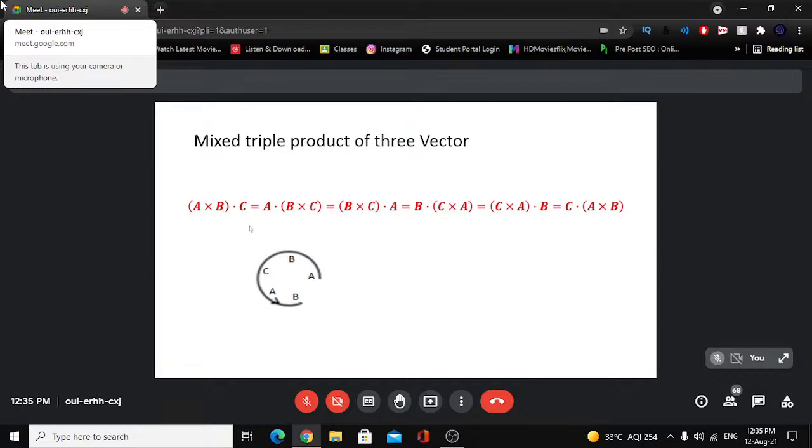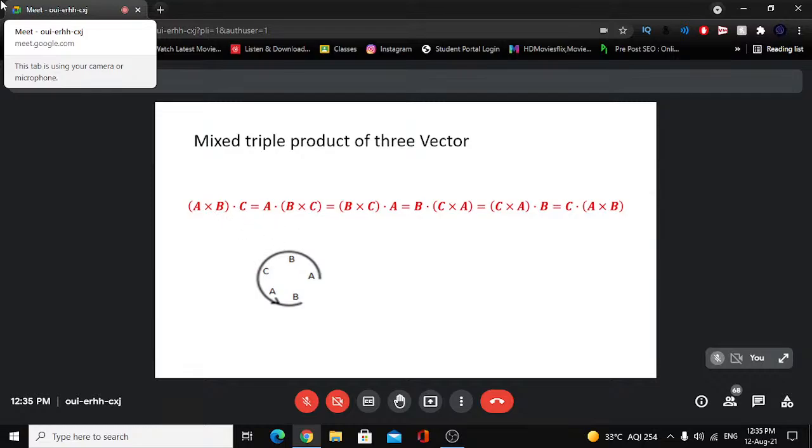Okay, so that will be a scalar quantity in this case, because there is a dot product. A cross B is a vector, and dotting it with C gives a scalar quantity.